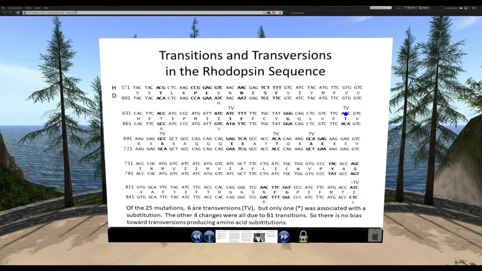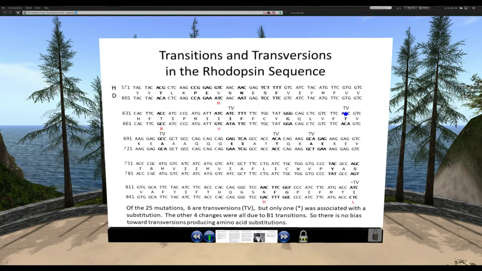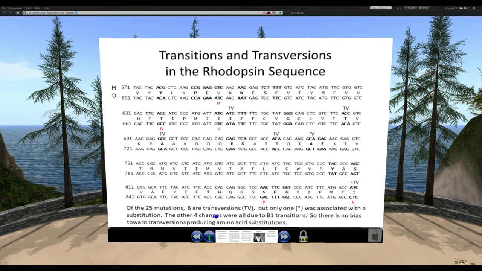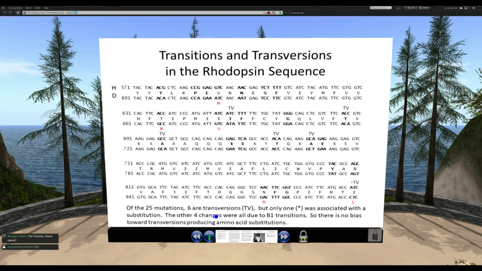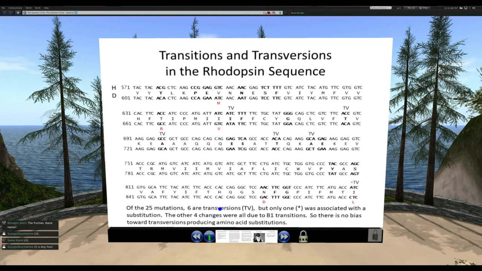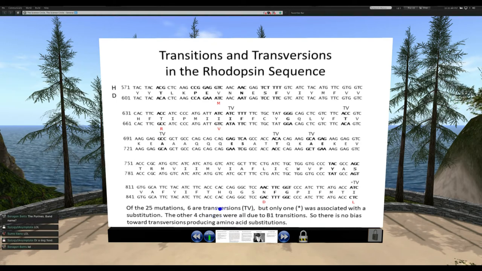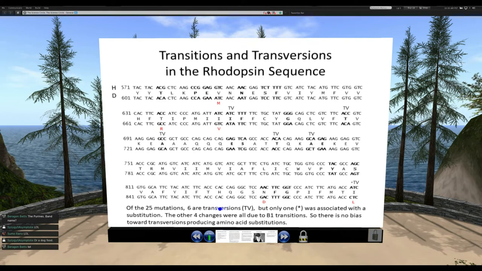So of the 25 mutations, only six are transversions. And you would expect that maybe they would all be expressed by an amino acid change, but only one of those is associated with an amino acid change, this one here, at the end. And the other four differences in the sequence are all due to base 1 transitions. So it's these base 1 transitions that have actually caused more mutations than the six transversions. So at least in this particular passage of DNA, it's not just due to the chemistry.